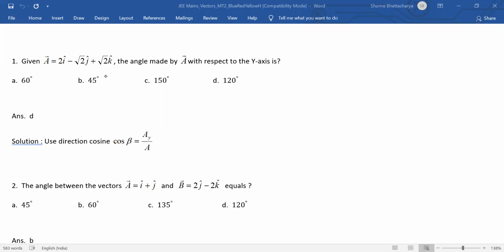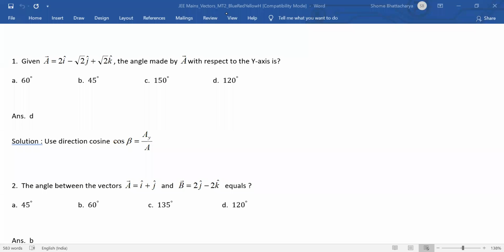Okay, so is the first question clear to all of you? You have to find the angle of the vector E with respect to the y-axis. So you have to just find this direction cosine actually. Yeah, I'll come to all the questions, don't worry. So just take a look at the first question to begin with.